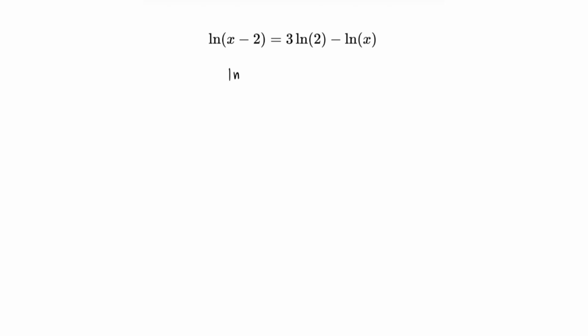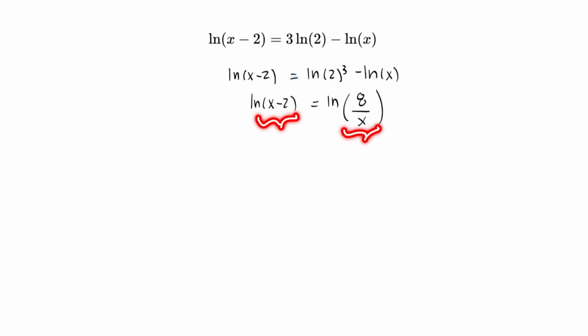For this next problem, I'm just starting off by bringing that 3 as the exponent for the 2. So that's the power rule. Next, I'm going to use the quotient rule to put that ln 2 to the power of 3, which is 8, as a numerator and x as the denominator. Next, I'm using the one-to-one property of lns and logarithms to say if we have lns on both sides with the same base, we can equate the values.